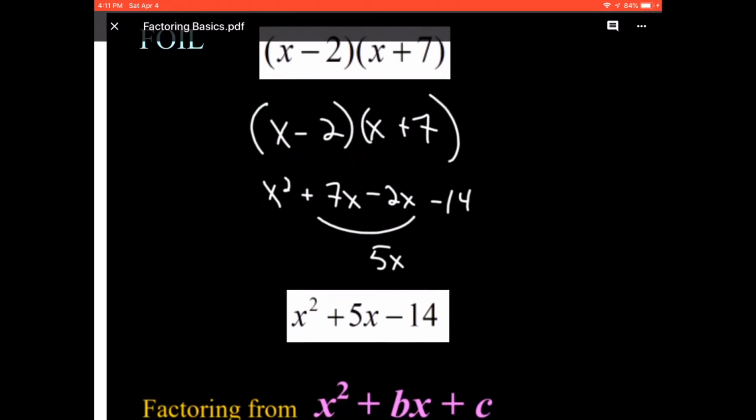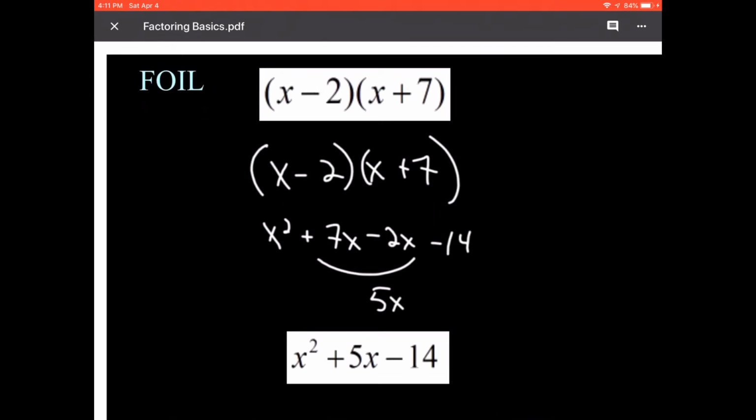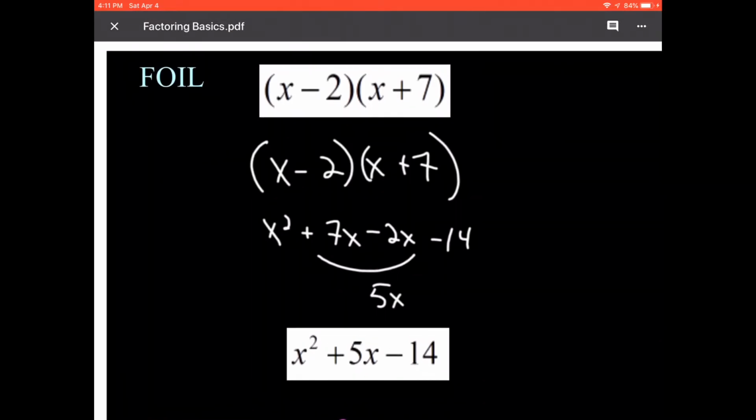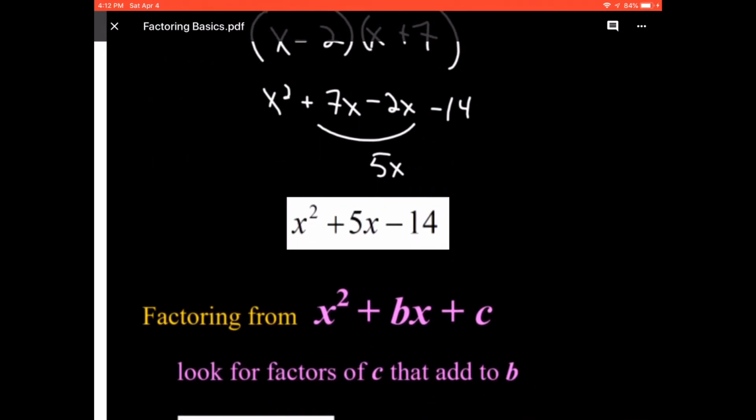Okay, so where did that 5 come from? Well, that 5 came from simplifying the 7x and the minus 2x. Where did the 7 and the negative 2 come from? Well, if we multiplied 7 times negative 2, we would have gotten that negative 14. So that negative 14 would have been in place of our letter c, and that 5 would have been in place of our letter b.